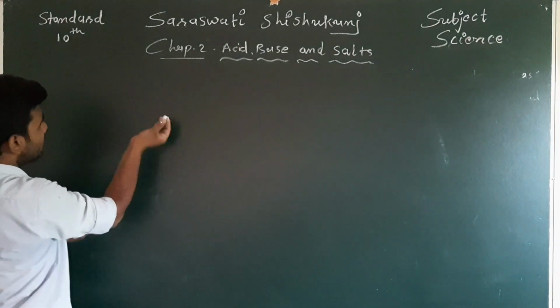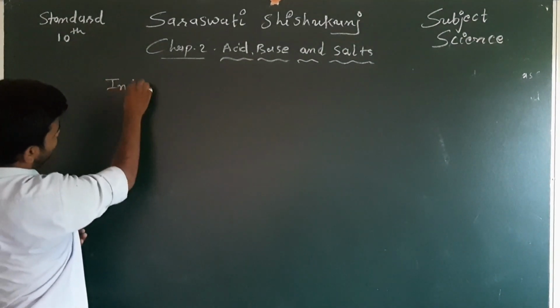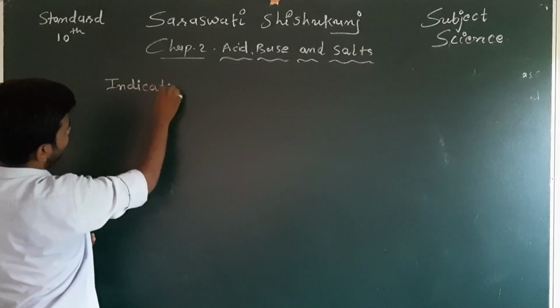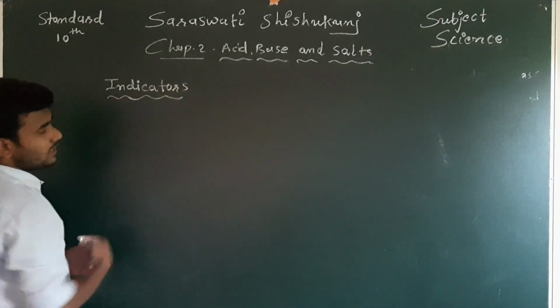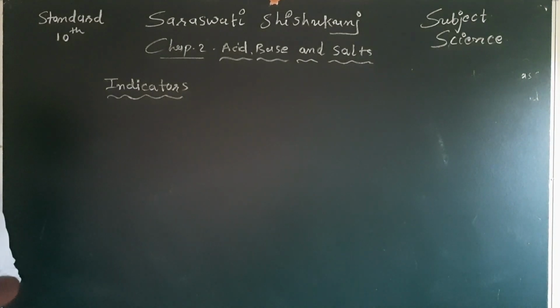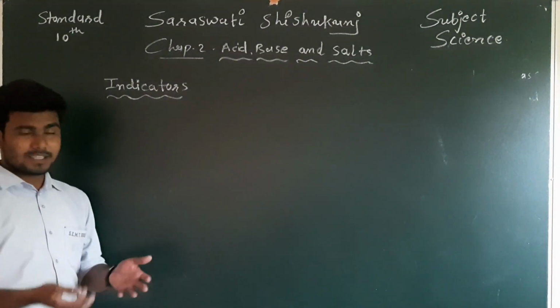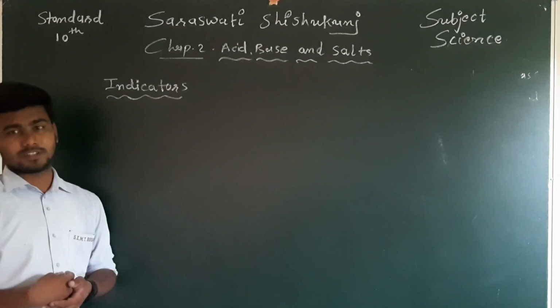Now, how do we know whether a compound is acidic or basic? For that we were using indicators. Yes, you are right. We have understood about different types of indicators. Now, let's see how many types of indicators we have.